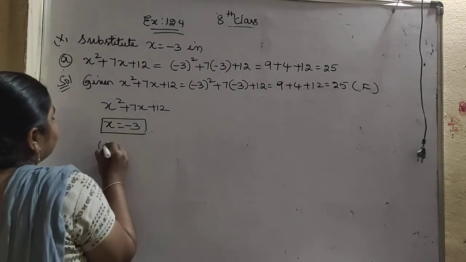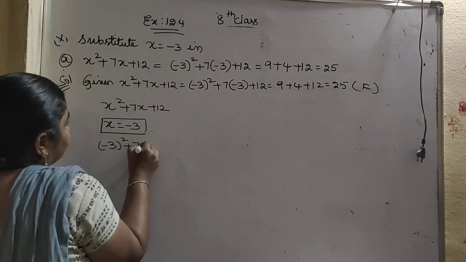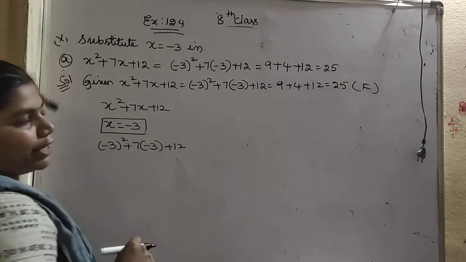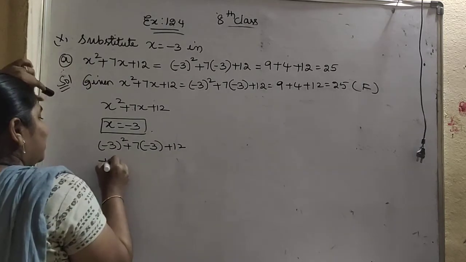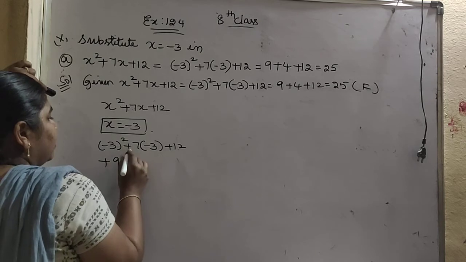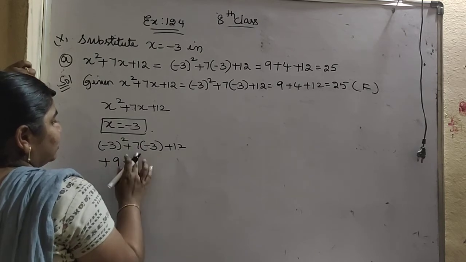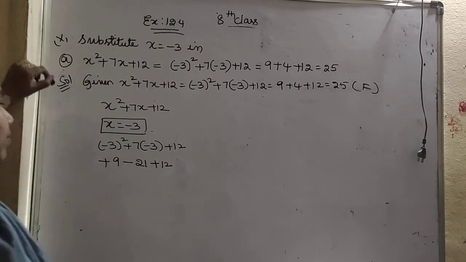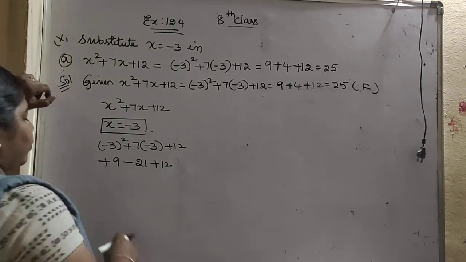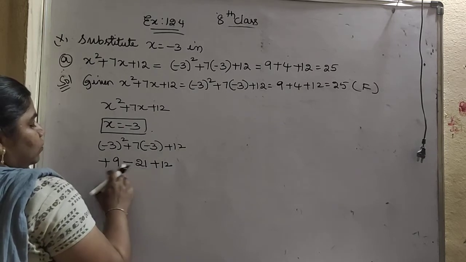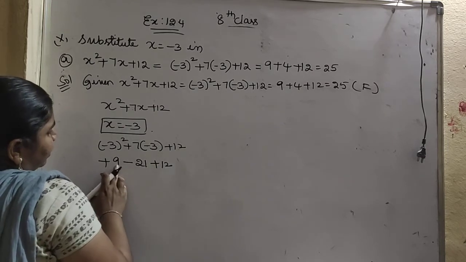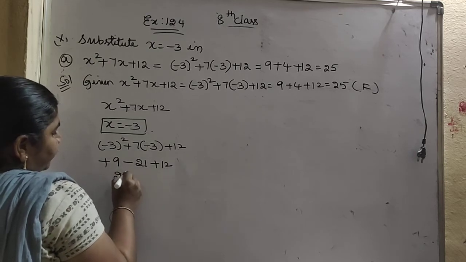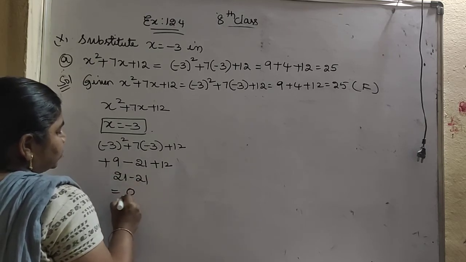So (-3) square plus 7 into -3 plus 12. Minus, if you multiply two times, it will be plus. So plus 3 square will be 9. Plus into minus will be minus. 7 times 3 will be 21, plus 12. So 9 minus 21 plus 12. These two are plus values, so it will be 9 plus 12, which is 21. So 21 minus 21 will be equal to 0.